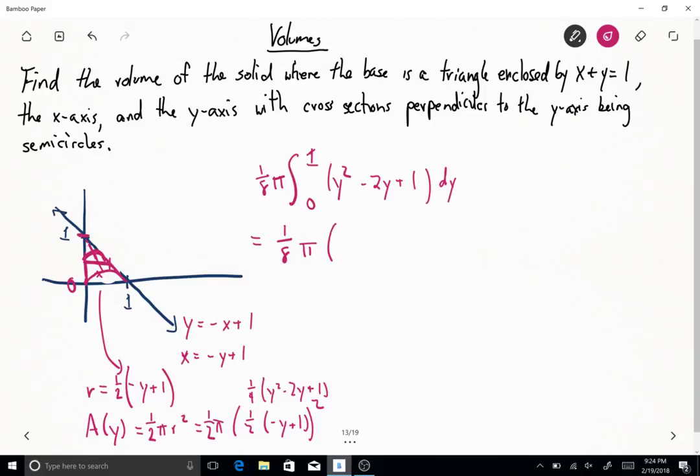And then the antiderivative of this is going to be 1/3 y cubed minus y squared plus y, evaluated at 1 and 0. Plugging in the 0 is going to be easy because all those terms will just fall out. So plug in the 1, that's the real interesting part. Notice we get 1/3 minus 1 plus 1. So our final answer to this thing was 1/24 pi.